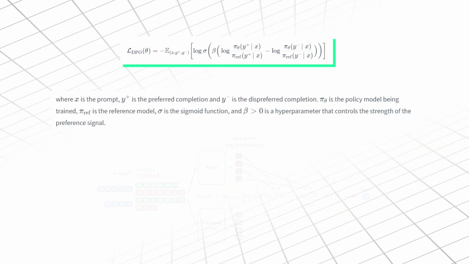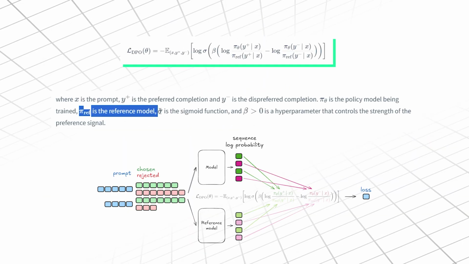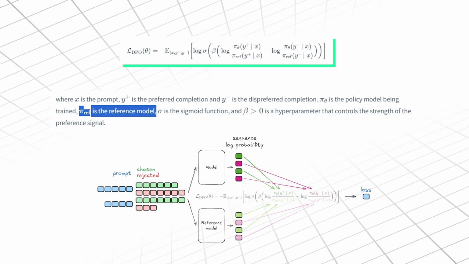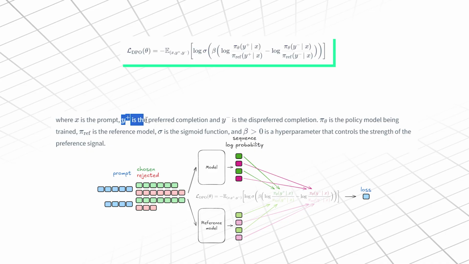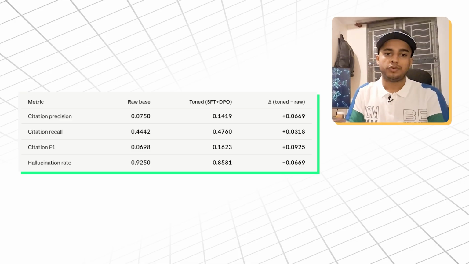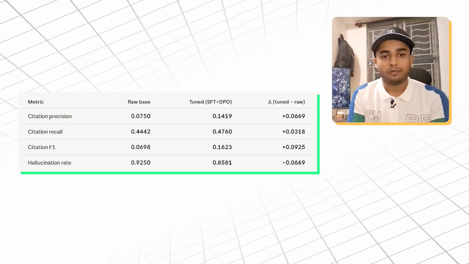You can see here there is a reference model. The reference model is the Llama 8 billion itself. We kept it frozen so that it generates the answer, and we penalize it for the wrong answers and we reward it for the correct answers. For more details, you can go through my code. So this was about fine-tuning the Llama 8 billion LLM for our use case.